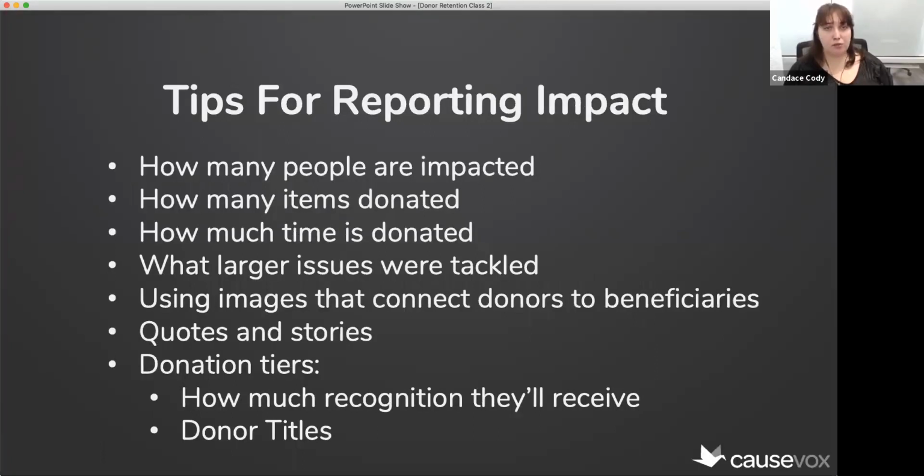So here's just a few tips for reporting impact, like ways that you can basically break it down. You can report impact by how many people have been impacted by the particular program or your organization as a whole, or how many items have been donated. For organizations that don't really deal with items, like I know a lot of organizations that donate therapy services, that would be more like how much time has been donated.